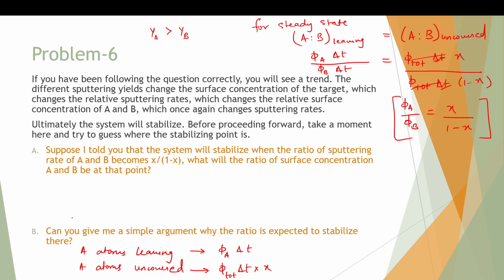So yeah, this question got in a wrong order. Suppose I told you that the system will stabilize when the ratio of sputtering rate of A and B becomes X upon 1 minus X. We just saw why that is the case. What will the ratio of surface concentration A and B be at that point? We know that phi A upon phi B should be equal to X upon 1 minus X so that we reach steady state. So what is the ratio of surface concentrations? They are asking us Na upon Nb. So what will be Na upon Nb?